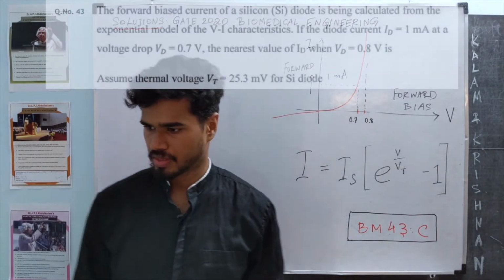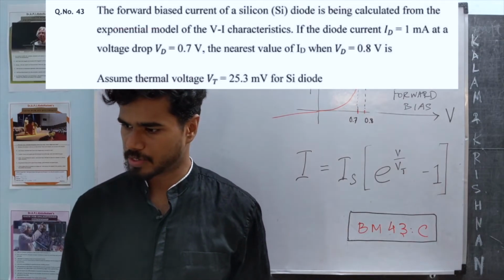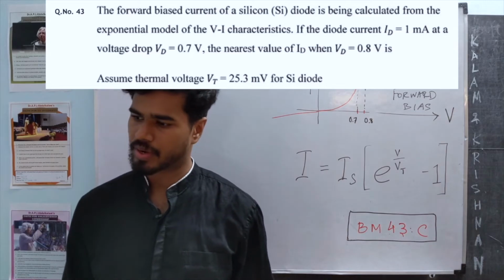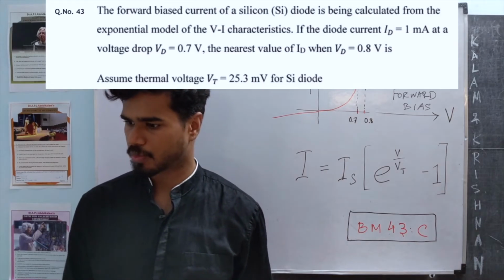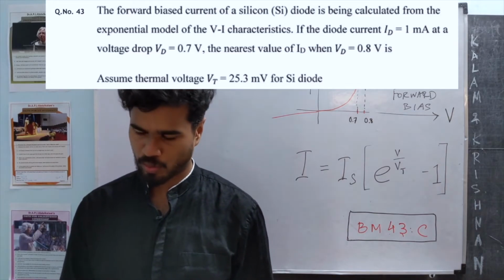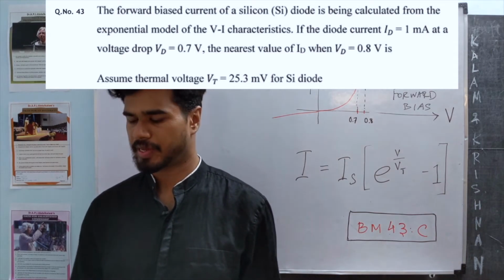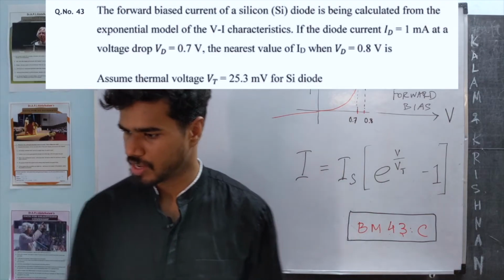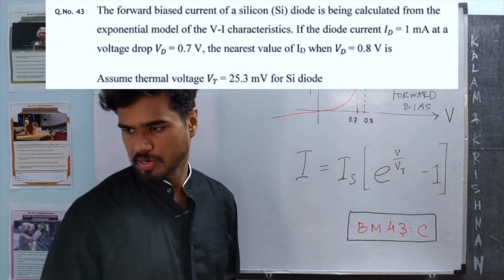43rd question. The forward bias current of a silicon diode is being calculated from the exponential model of the VI characteristics. The diode current ID is 1 milliamps at a voltage drop, VD, of 0.7 volts. Nearest value of ID when VD is 0.8 volts. Assume thermal voltage to be 25.3 millivolts for silicon diode.